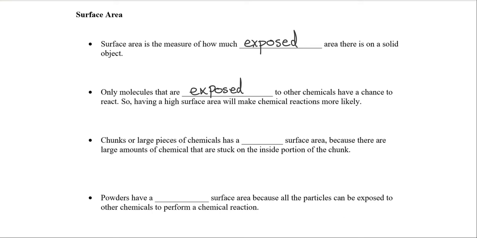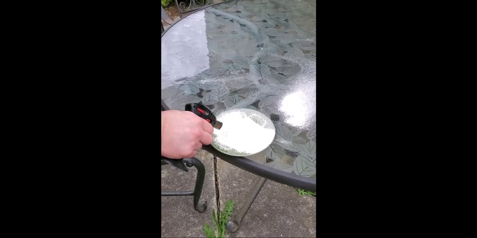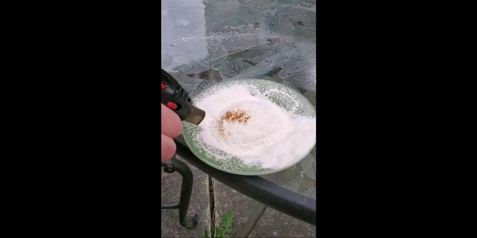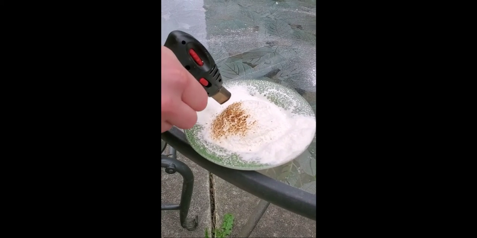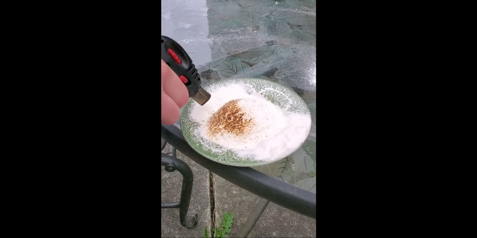So having a high surface area makes chemical reactions more likely. Having a chunk or a large piece or piles of chemicals is going to make a low surface area, because there are large amounts of the chemicals that are stuck inside of the portion. And hopefully you can see in this demonstration here that while there is a flame being applied to this pile of flour, the reaction rate is fairly slow, that only the flour that's on the very outside of the pile is able to react, and all the flour that's on the inside is not able to react. This is a slow rate of reaction.